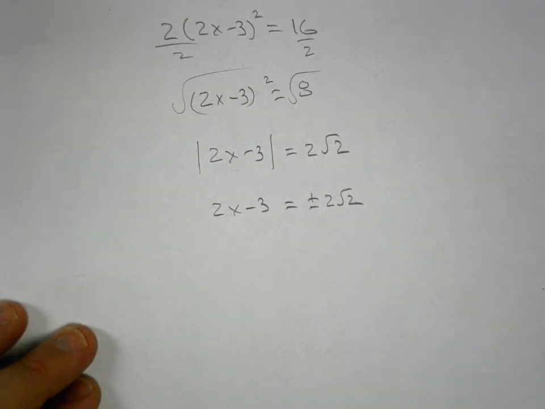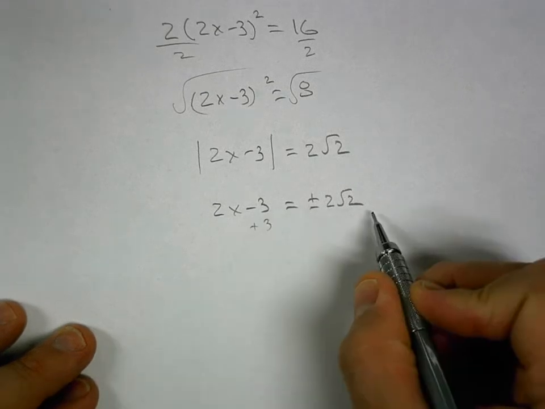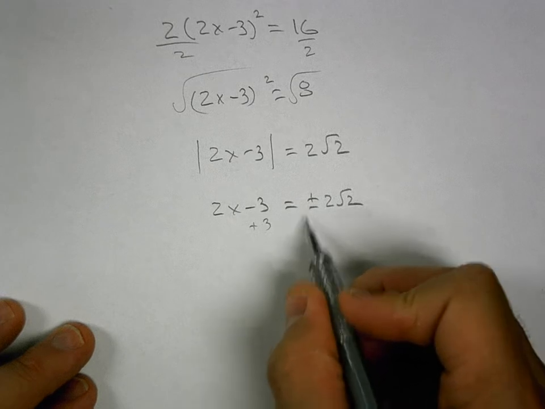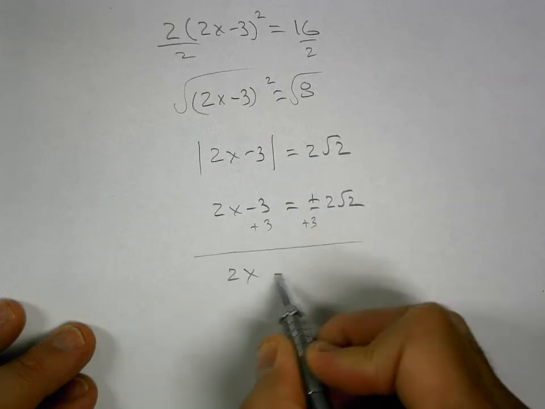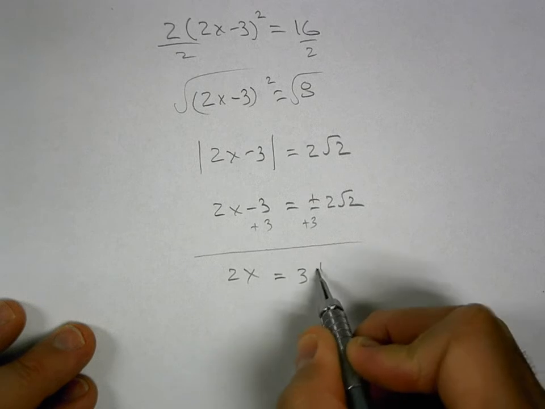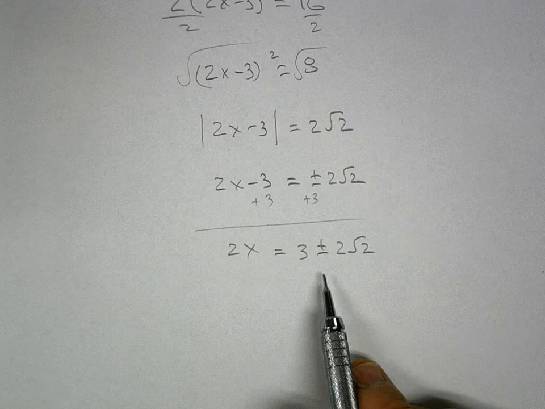Let's keep doing the algebra. A lot of algebra on this one. Add 3. There you go. So add 3. I'll add 3 there. So it's going to be 2x, that's gone, equals, I'll put the 3 on this side, 3 plus or minus 2 root 2. So just add a 3, put it there.